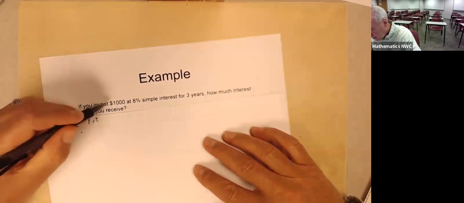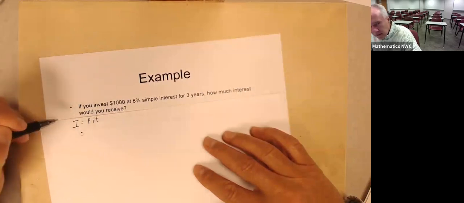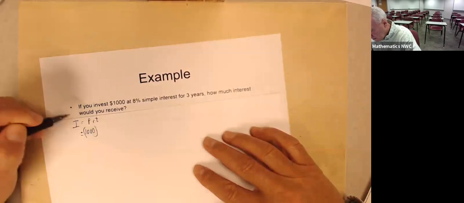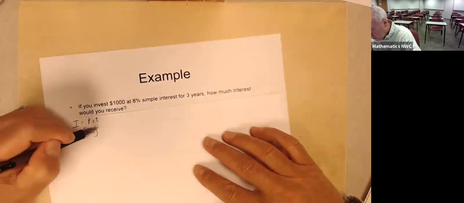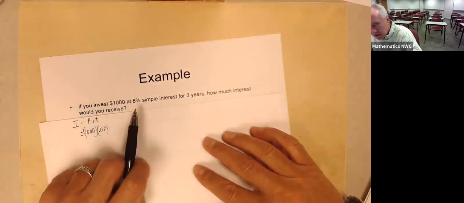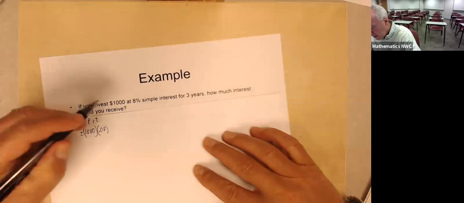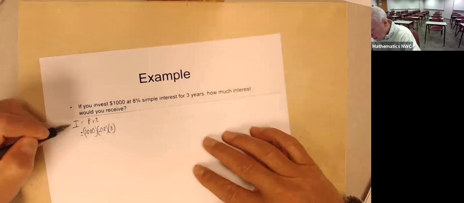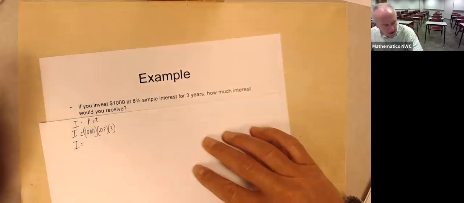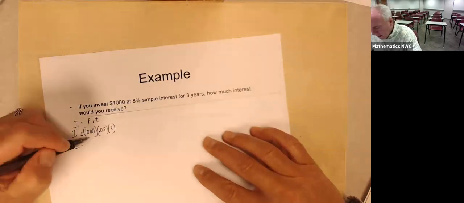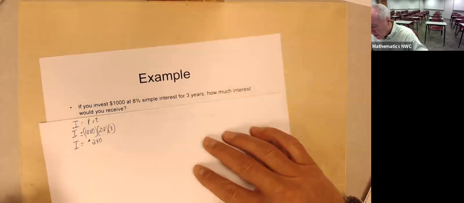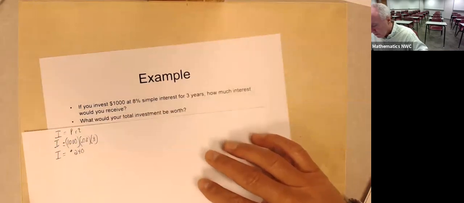So in this case, my principal is $1,000. My interest rate, which I'll write as a decimal, 0.08, that's 8%, for 3 years. That's going to be my simple interest. When I calculate that all out, multiply it out, I get $240. Very easy, straightforward problem.